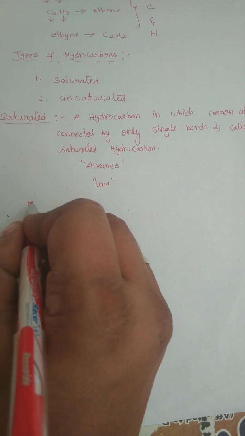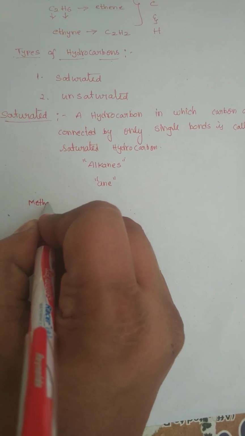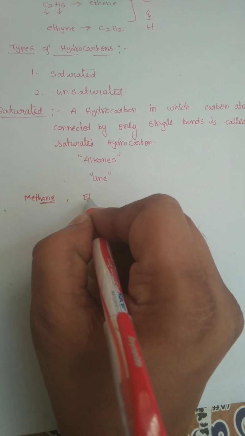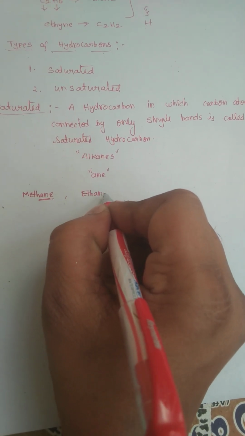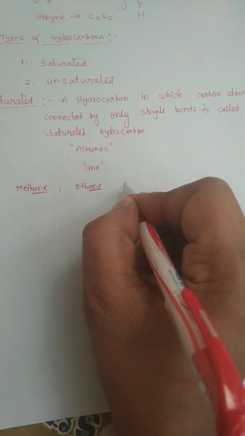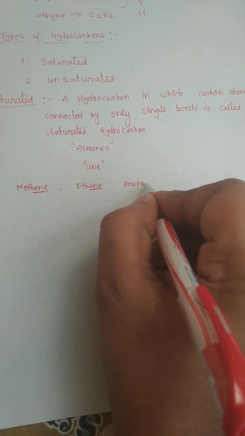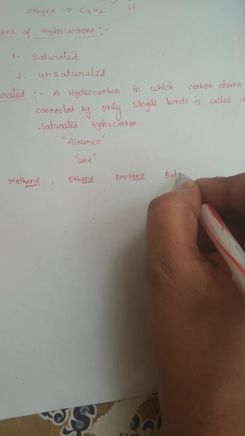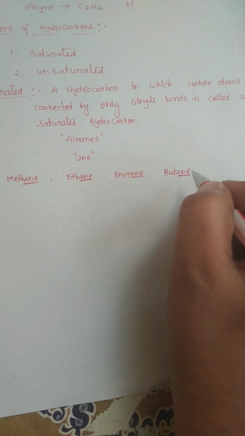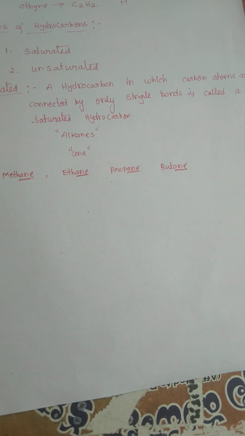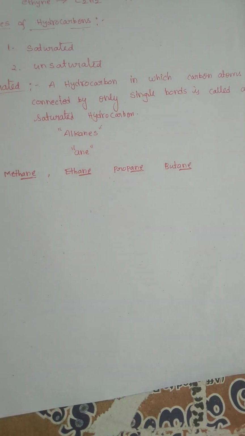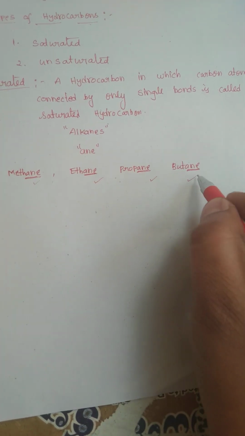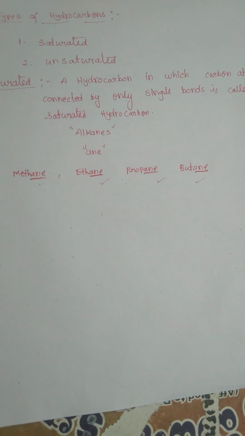Suppose methane, see it is ending with ane. Ethane, it is ending with ane. Propane, it is ending with ane. Butane, it is ending with ane. So methane, ethane, propane and butane are saturated hydrocarbons.